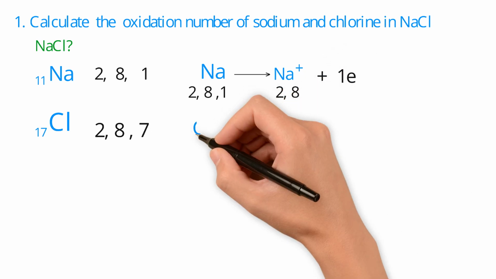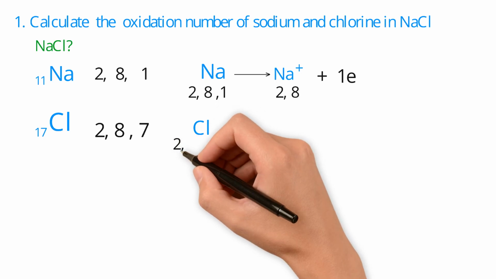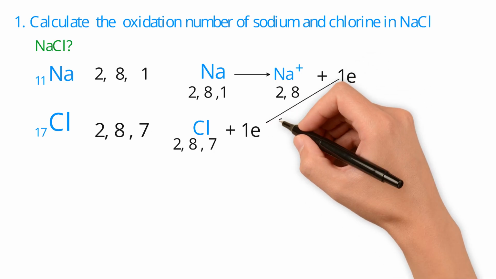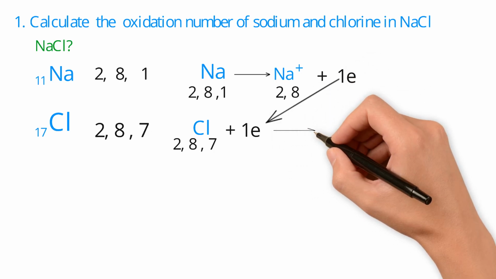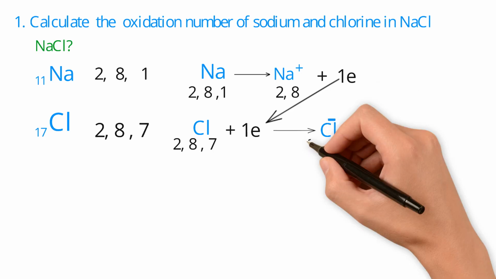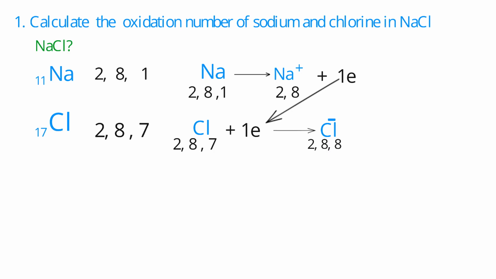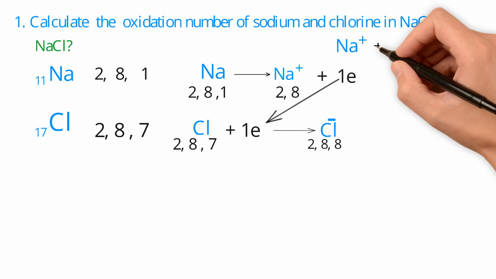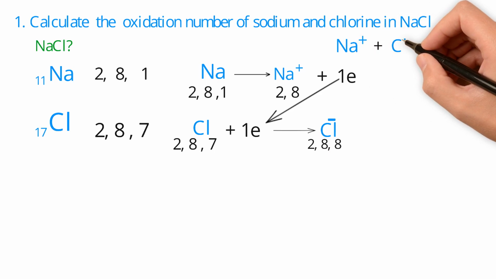The chlorine atom, 2,8,7, needs 1 electron that's lost from sodium atom, and chlorine atom gains 1 electron and forms chloride ion. This chloride ion has 8 electrons in its outermost shell, and its electron configuration is 2,8,8. Now these two ions, that means sodium ion and chloride ion, attract each other, and finally they form sodium chloride.